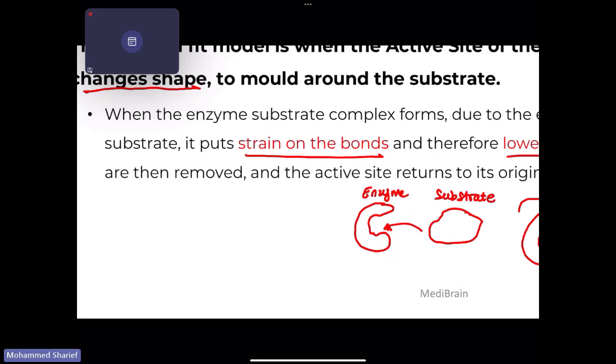What's going to happen is the substrate fits the enzyme, but this part of the enzyme's active site is not fully complementary to the substrate. So it's going to struggle binding. However, the active site of the enzyme is going to slightly change shape in order to fit the substrate.